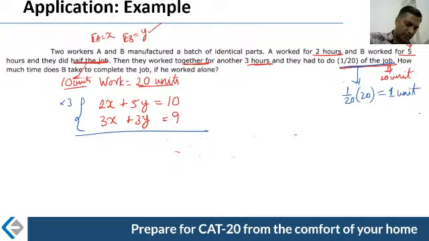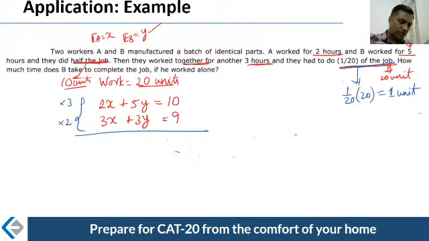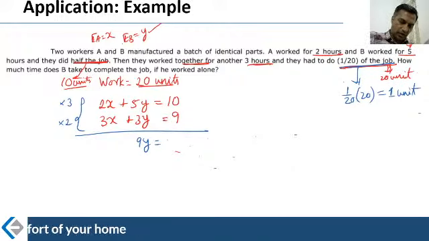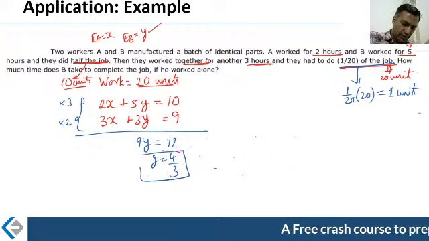All right, now let me multiply the first equation by 2 and the second equation by 3. Therefore, x gets cancelled completely. 15 minus 6, therefore 9y. 9y is equal to 30 minus 18, which becomes 12. Therefore, y is equal to 4 by 3.